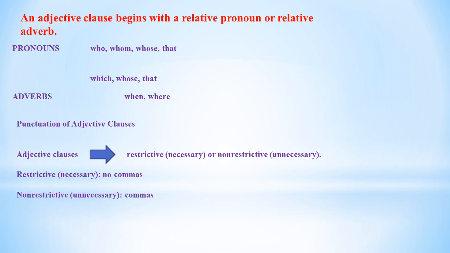Subordination, rather than coordination, using lots of ands and buts to connect ideas, is the mark of a mature writing style. However, take care not to use too many adjective clauses. A paragraph or essay that is filled with too many whos and whiches is not good either. An adjective clause begins with a relative pronoun or a relative adverb. The pronouns who, whom, whose, that refer to people; which, whose, that refer to animals and things; the adverbs when, where refer to a time or place.